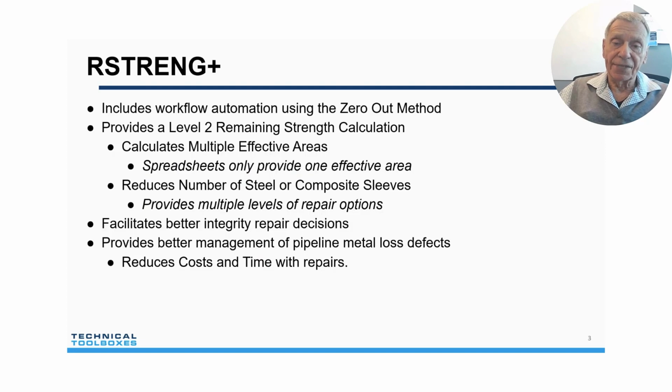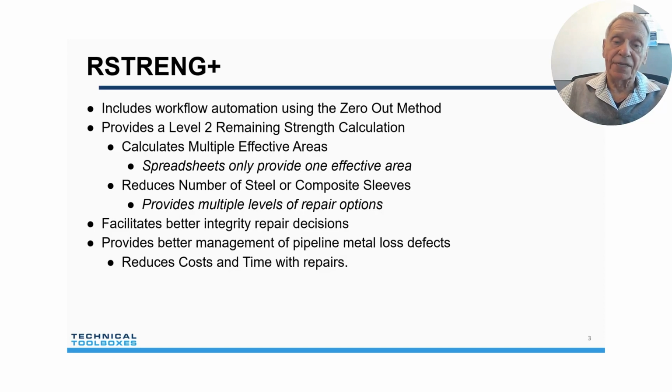What is RSTRENG Plus? Well, it includes workflow information using the zero-out method. And this is something that we automated over the years. We're not changing the calculations. Everything's the same. It provides a level 2 evaluation of the remaining strength calculation. It calculates multiple effective areas. This is the only program that does that, as compared to spreadsheets that only provide one effective area.